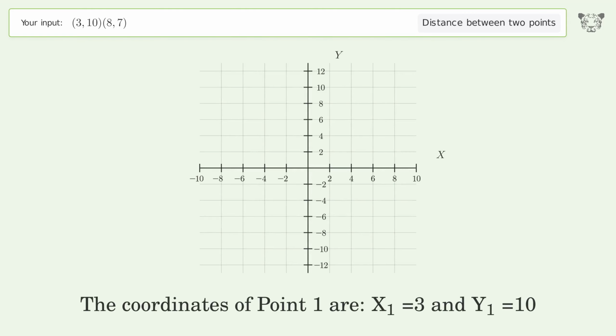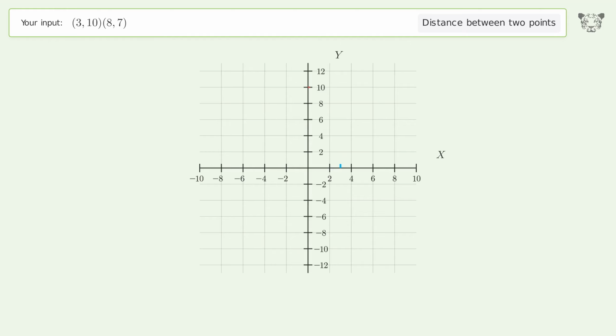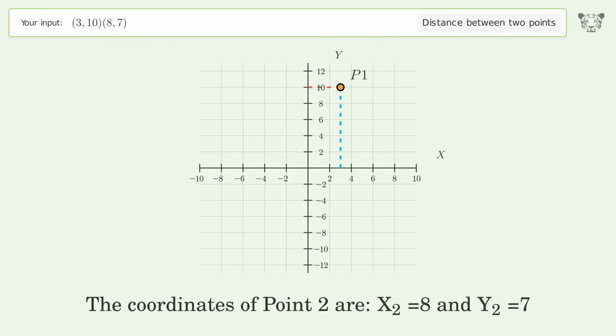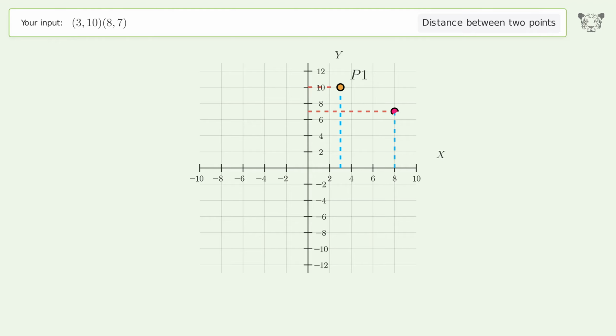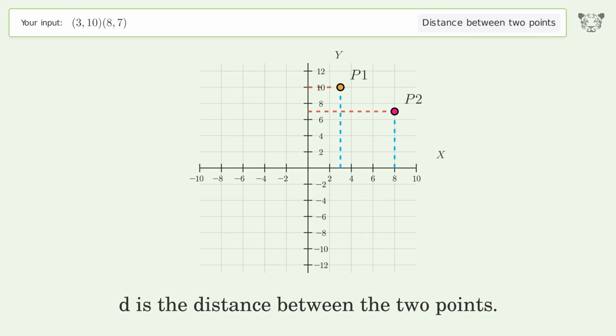The coordinates of point 1 are x1 equals 3 and y1 equals 10. The coordinates of point 2 are x2 equals 8 and y2 equals 7. D is the distance between the 2 points.